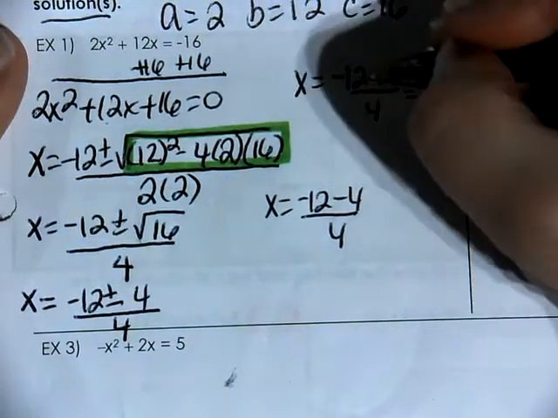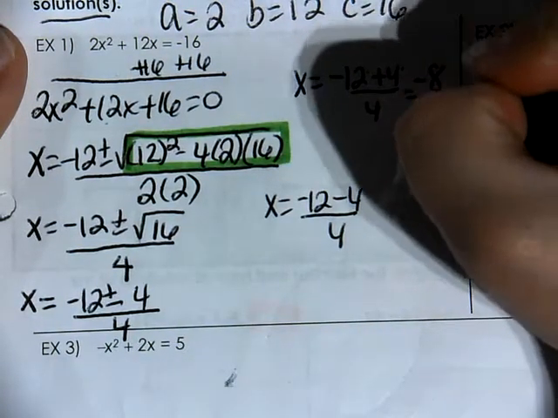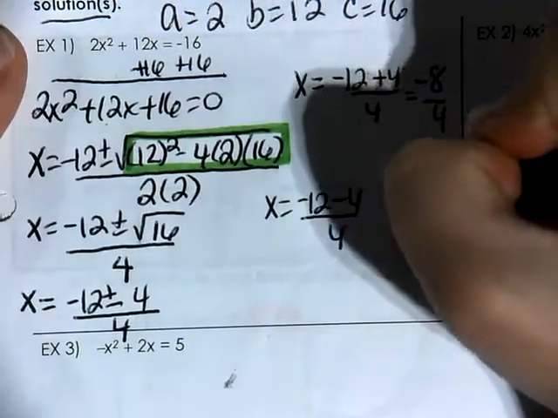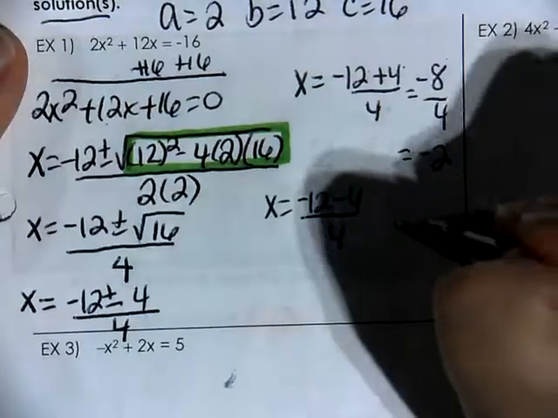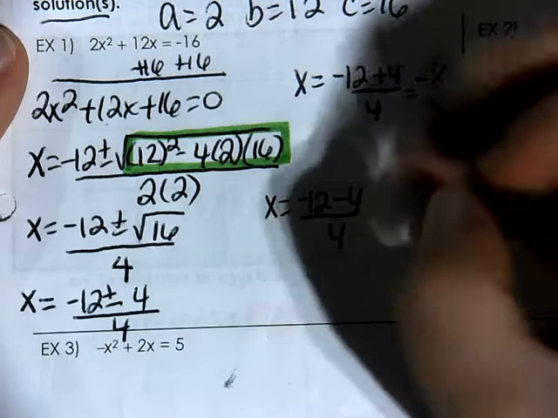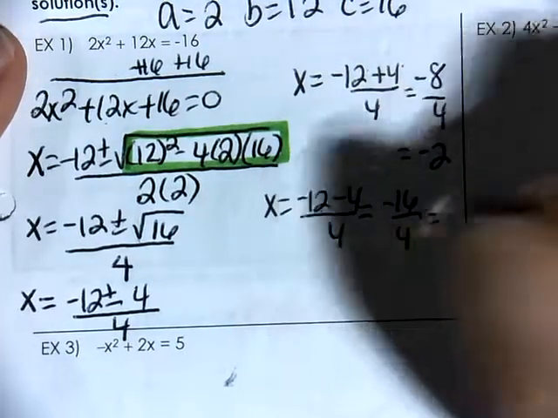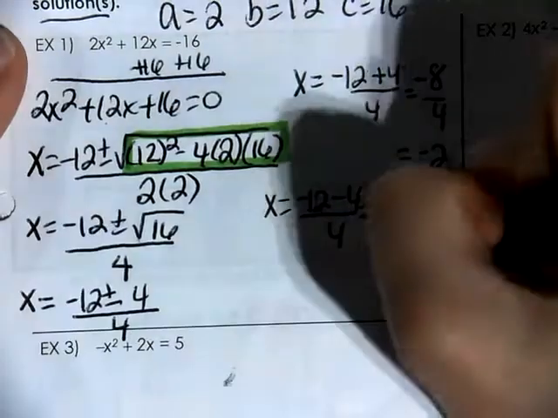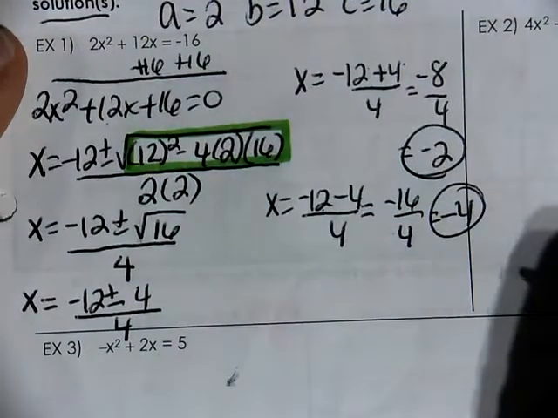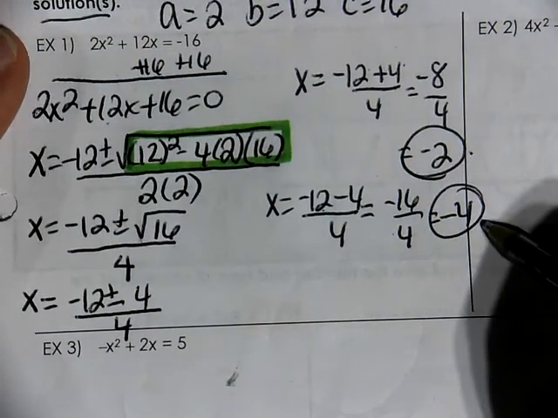So this is going to become negative 12 plus 4 is negative 8. Negative 8 over 4 is negative 2. Down here I have negative 12 minus 4, which is negative 16. Negative 16 over 4 is equal to negative 4. We ended up with 2 solutions, negative 2 and negative 4.